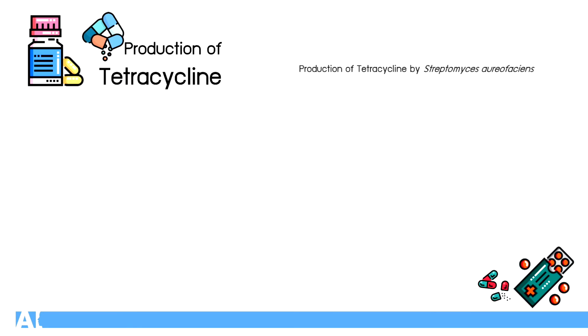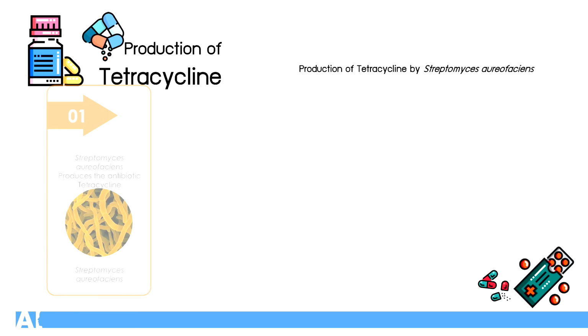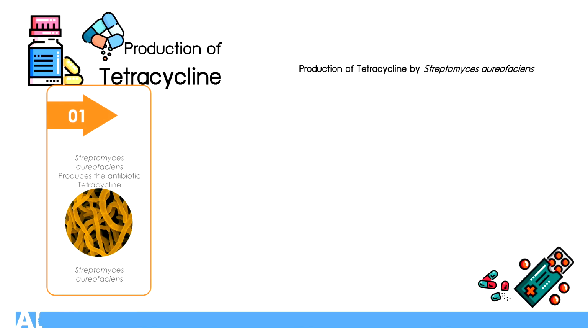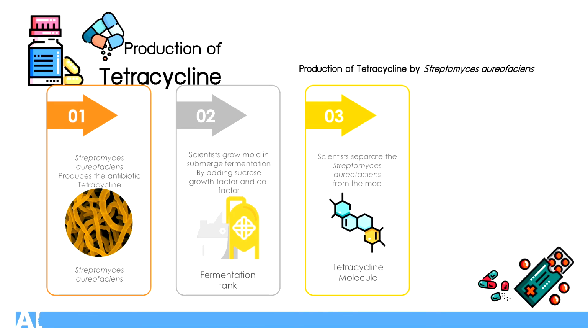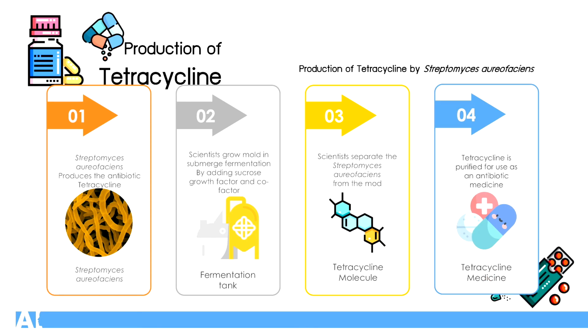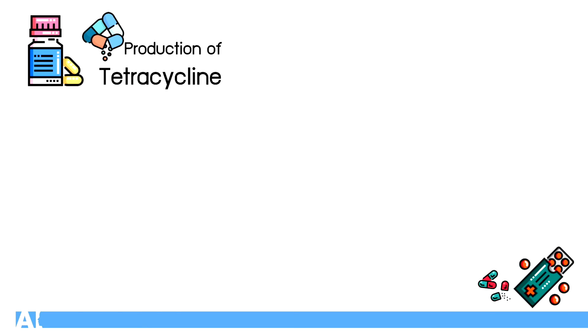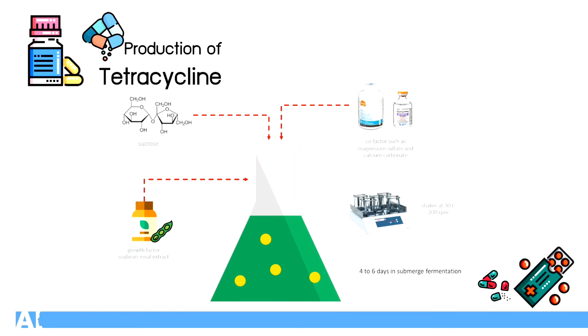Fermentation. The fungus Streptomyces aureofaciens was maintained on Waksman sucrose agar at a pH of 7.5. The culture medium was prepared with sucrose, soybeans, malt extract, and corn starch, with added magnesium sulfate and calcium carbonate. The culture was cultivated on a rotary shaker at 30 Celsius, 200 rpm for 4 to 6 days in submerged fermentation.